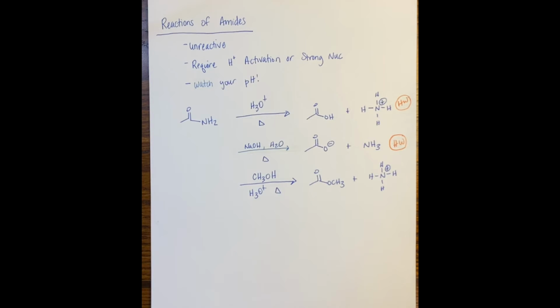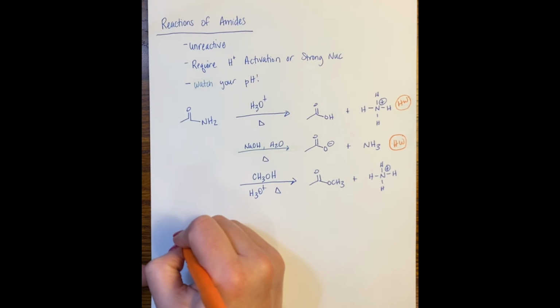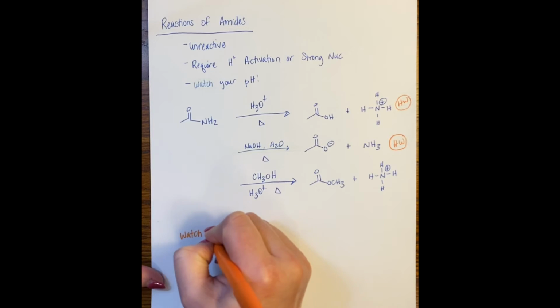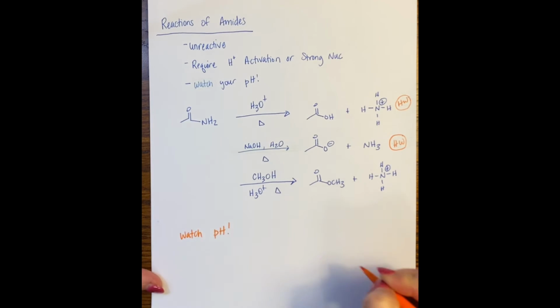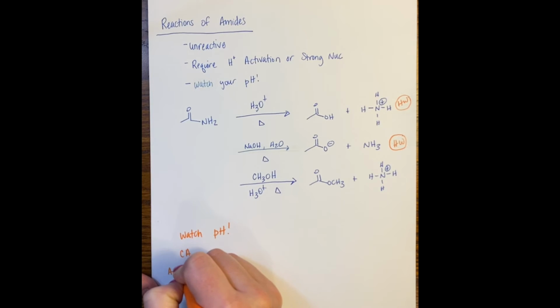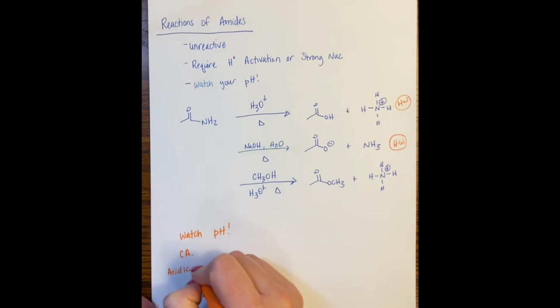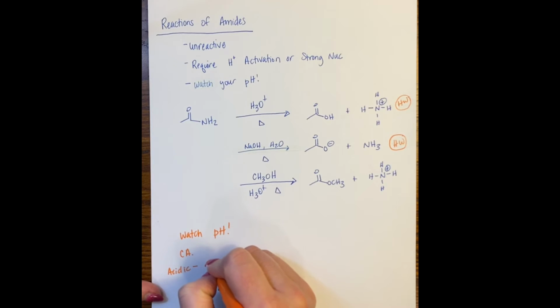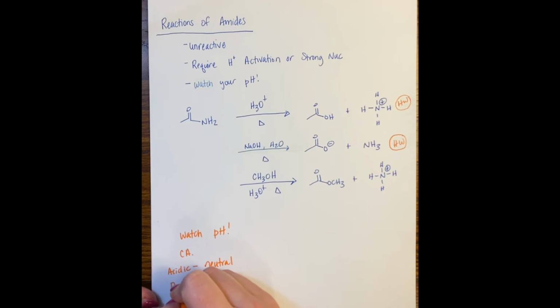So anytime we have an amine and a carboxylic acid involved in our reactions, we really have to watch our pHs. So if we have a carboxylic acid under acidic conditions, our carboxylic acid is going to have the proton, which means it will be in its neutral form. When a carboxylic acid is under basic conditions, it's deprotonated.